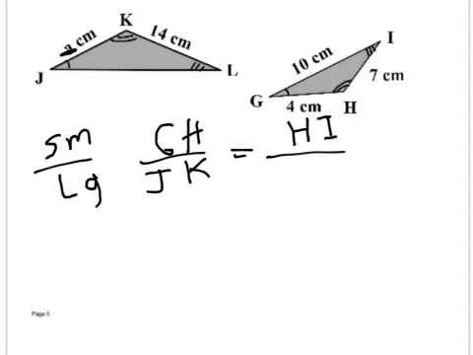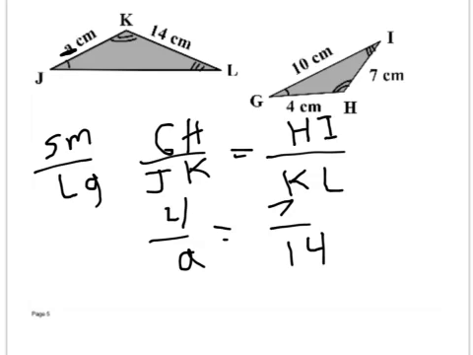Someone raise your hand and tell me what side that is proportional to. KJ. We've already done JK. How about KL? Good. Once we set it up, now we can solve it. So GH is 4. JK is A. HI is 7. KL is 14.